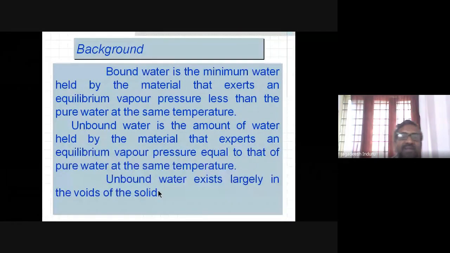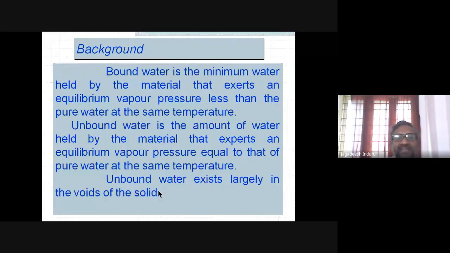What does it indicate? It takes more energy to break the bond between the solid and the liquid. It means bound water is going to give us trouble in drying because it is taking more energy. So that is the first thing you need to know.